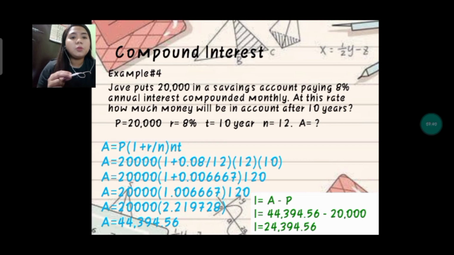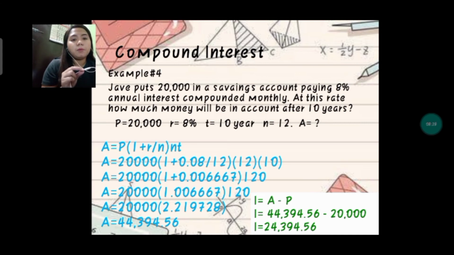And in example number 4, J puts 20,000 in a savings account, paying 8% annual interest compounded monthly. At this rate, how much money will be in the account after 10 years? So the principal amount here is 20,000. The rate is 8%, which is 0.08, time is 10 years, and n is equal to 12, and the unknown here is A. So we substitute: A = 20,000 times (1 + 0.08/12) raised to the power of 12 times 10, and 12 times 10 is equal to 120.